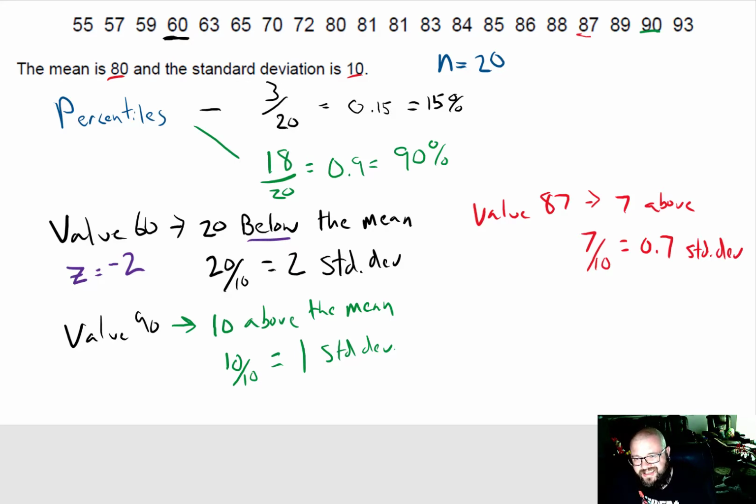With a value of 90, we said that that was 1 standard deviation away, and because it was above, we simply say it's plus. That should be easy to understand here. For the value of 87, we said it was 0.7 standard deviations away, and because it was above, it's simply a plus. Okay?